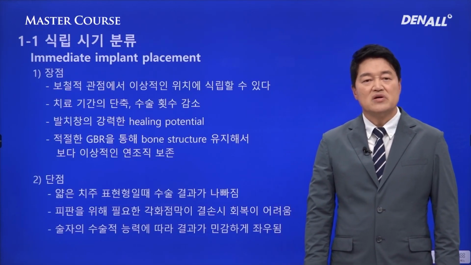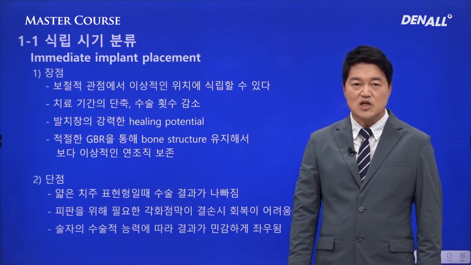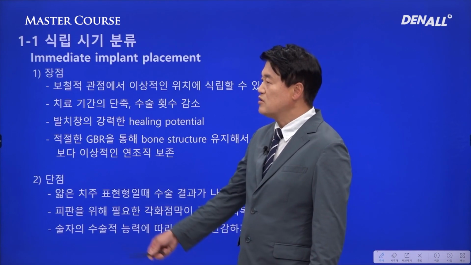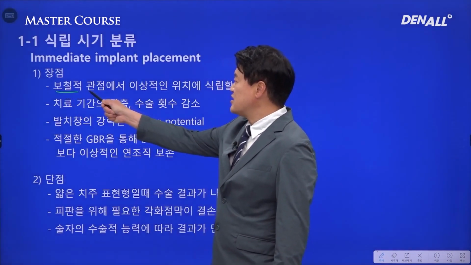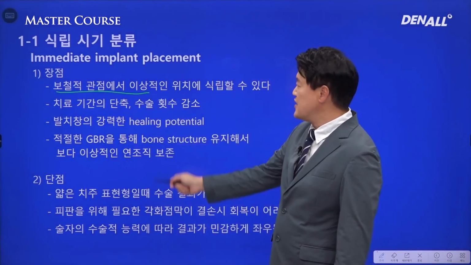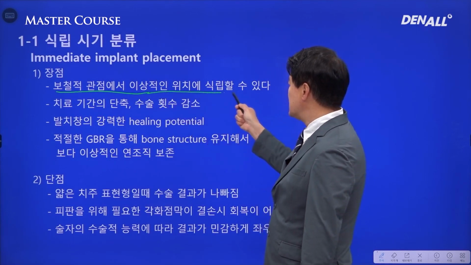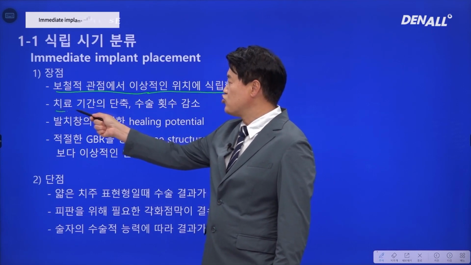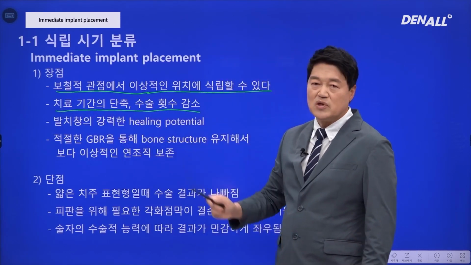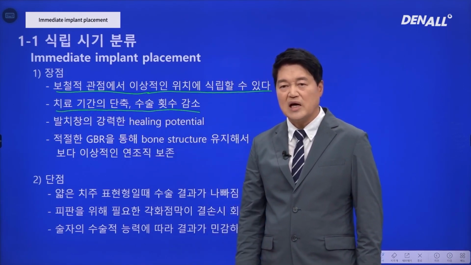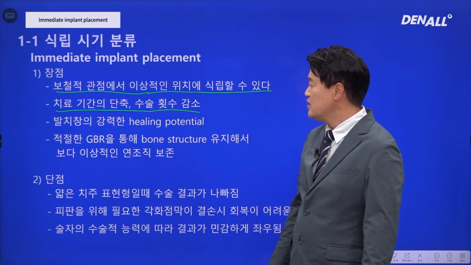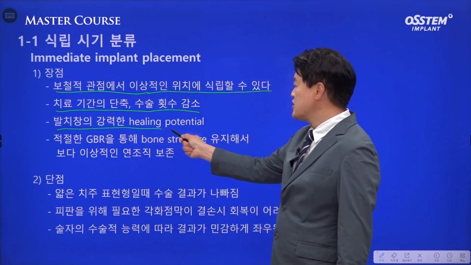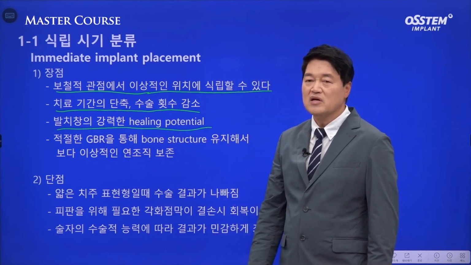Let's look at benefits and downside of immediate implant placement. There are many advantages from a prosthodontic perspective because there is very little bone loss. Implant can be placed in ideal position. The biggest advantage is that treatment period is reduced and it is a one-stage surgery, so patients really like it and it's good for surgeons as well. Another advantage is that by using the healing potential of the extraction socket, healing can occur more nicely.